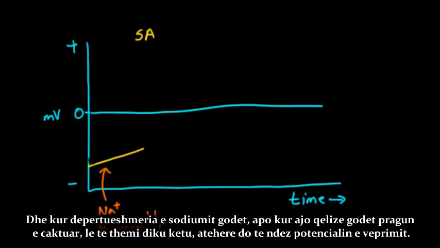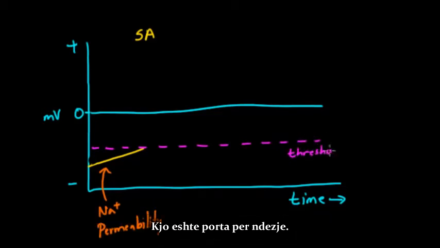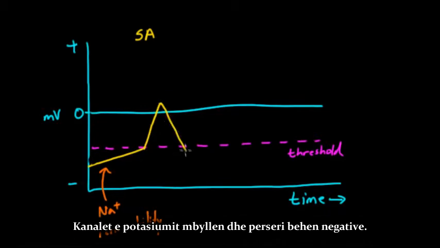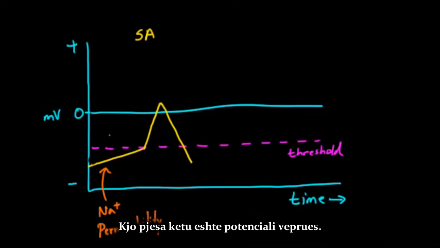And when that cell hits a certain threshold, let's say somewhere in there, then it's going to fire an action potential, right? So this is our threshold for firing, and that just means that the channels for calcium open up. And so they open up and make the cell go positive, and then eventually the potassium channels take over and it becomes negative again. And this part right here we think of as the action potential. So this is what it looks like for the SA node.